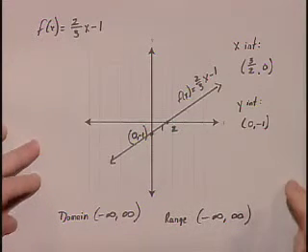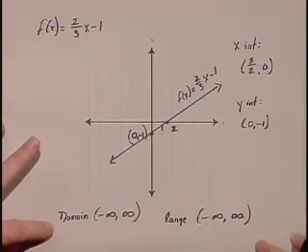So we've graphed our original function, 2/3 x minus 1, and found the domain and the range.